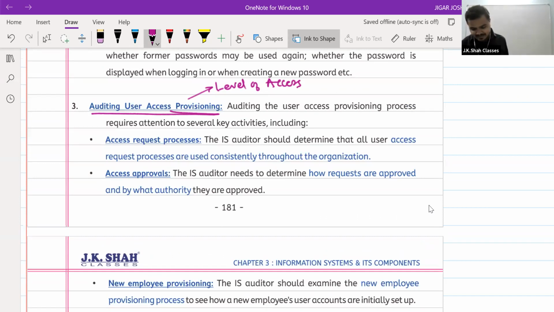First one, I need to make sure of one thing, that all access requests are processed appropriately. Let me give you an example.